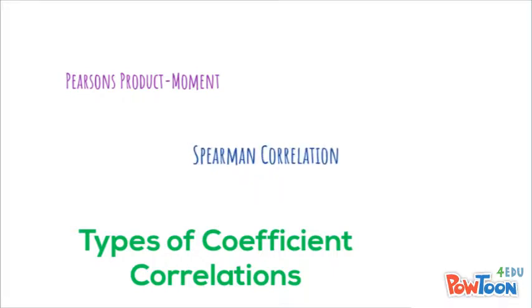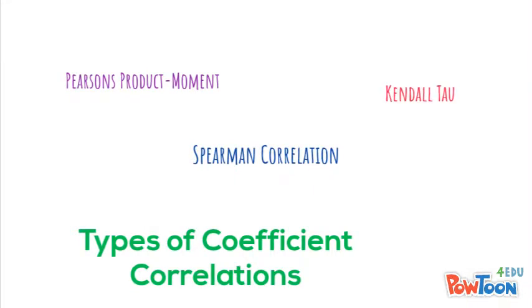2. Spearman correlation. And 3. Kendall-Tau, both of which are only used if one or both of the variables are not normally distributed or when parametric statistics are precluded.